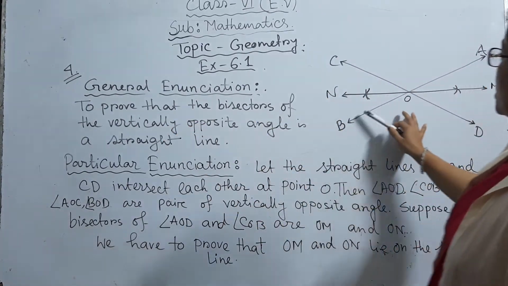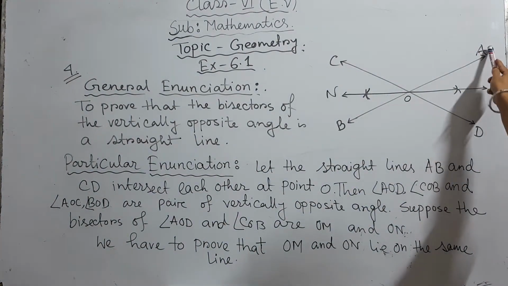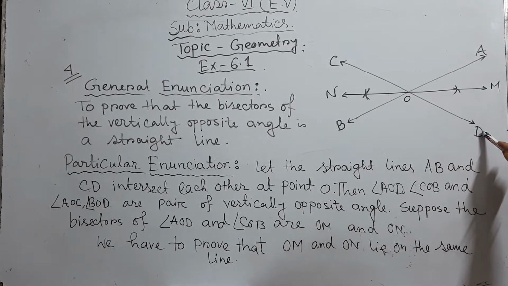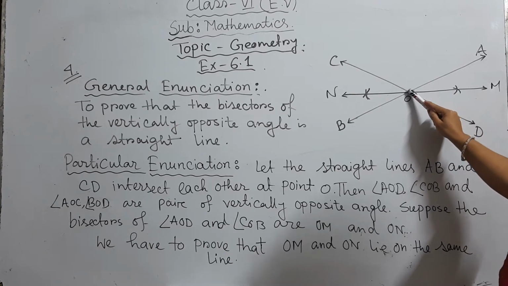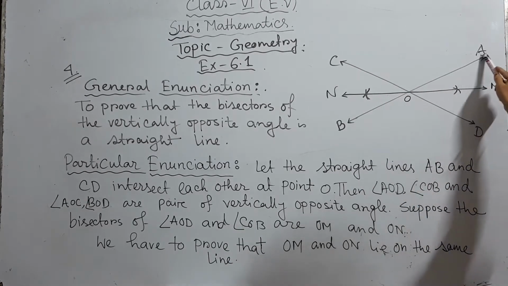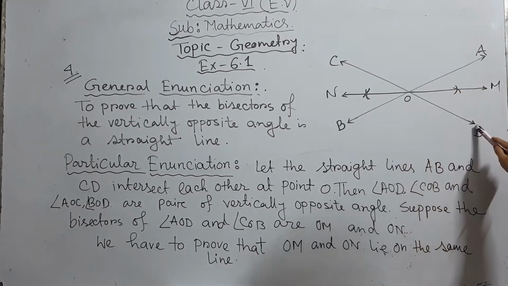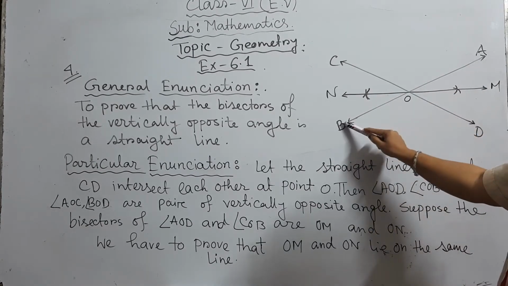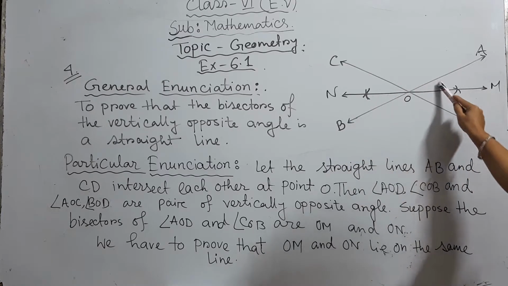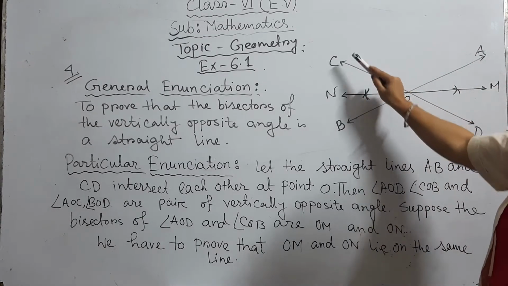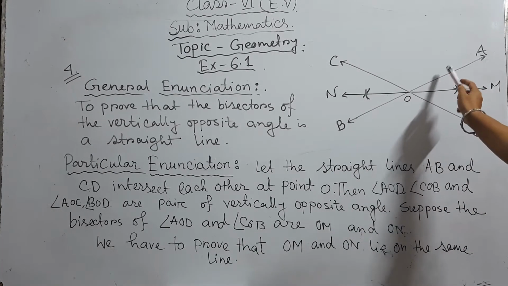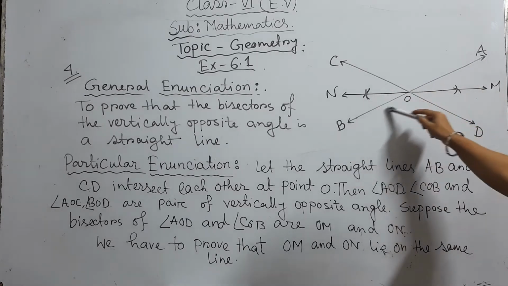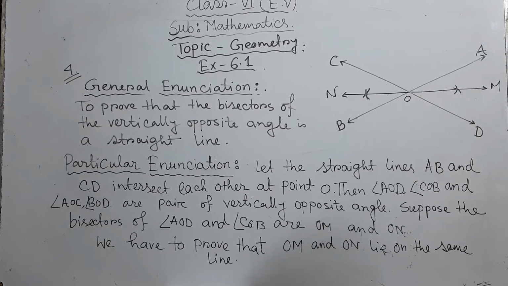Dear students, I have drawn the figure over here. Suppose that AB and CD are two straight lines and intersect each other at point O. Then AOD and COB are vertically opposite angles, and AOC and BOD are also vertically opposite angles. Two pairs of vertically opposite angles are formed here: this is one pair and this is the other pair.